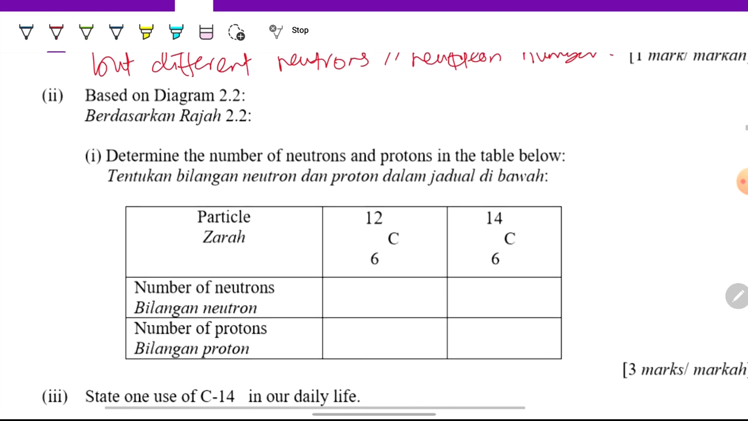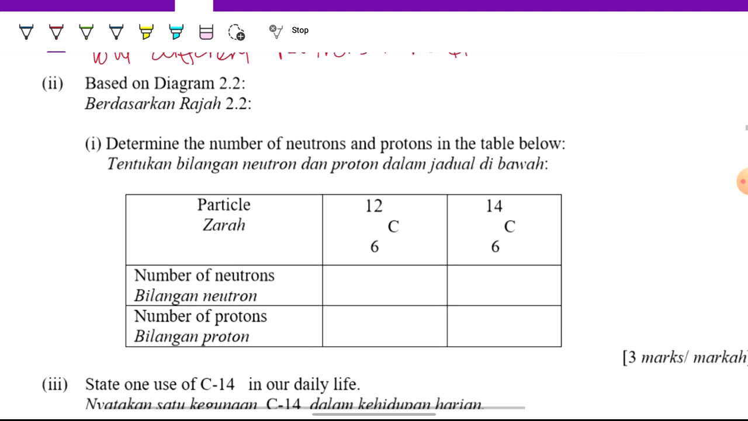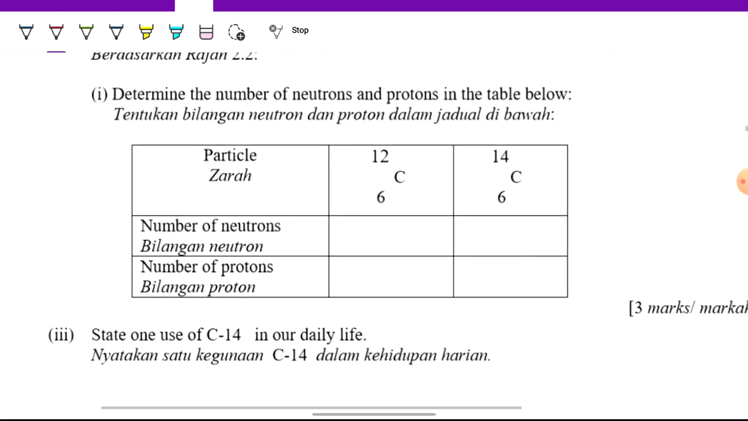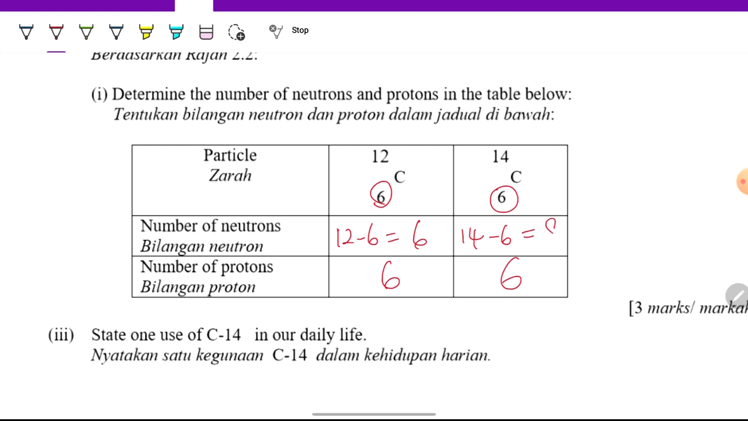Next, determine the number of neutrons and protons in the table below. We decide the protons first. Protons is the one at the bottom here, so it would be 6. Then how about the neutrons? Neutrons will be the nucleon number minus the proton number. So for carbon-12, it's 12 minus 6, so it's 6. For carbon-14, it will be 14 minus 6, so it's 8.